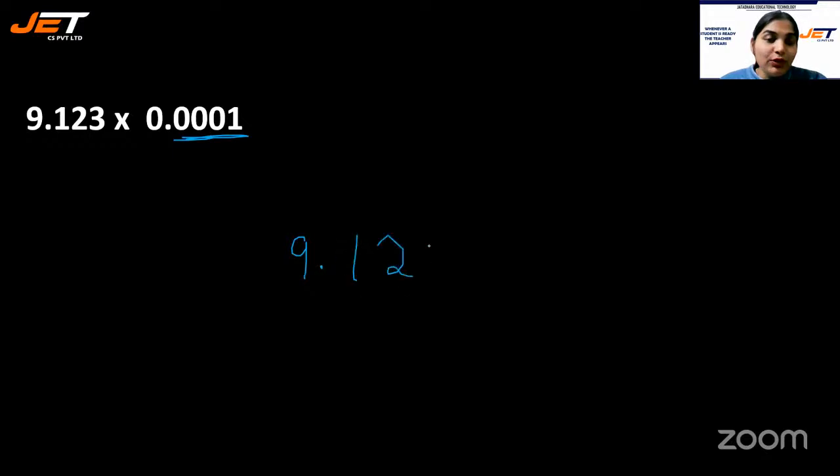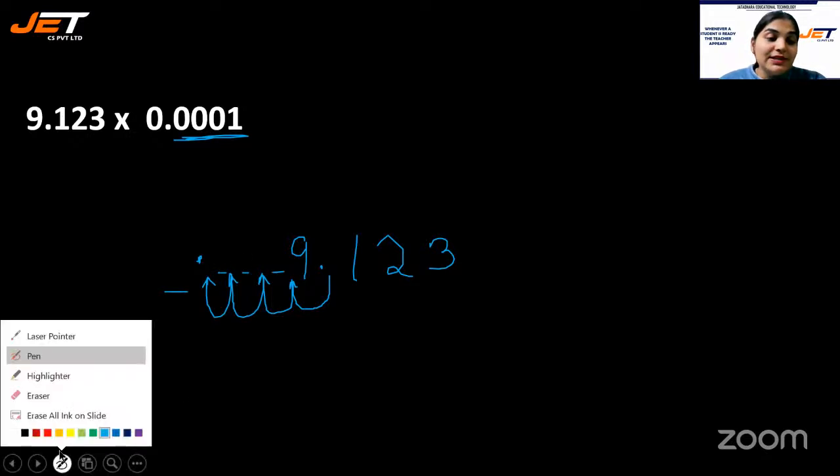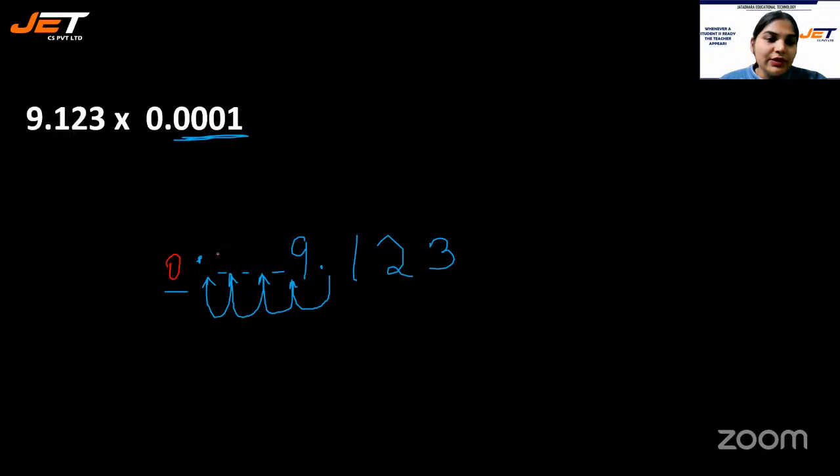It's 9.123. So you have to shift this decimal 4 places to the left. 1, 2, 3, 4. Now, here you will put a decimal. So these blank spaces will be 0. 0.0009123. Okay.